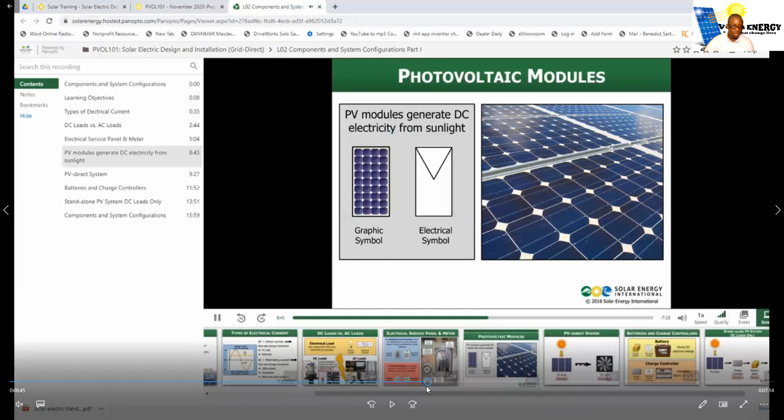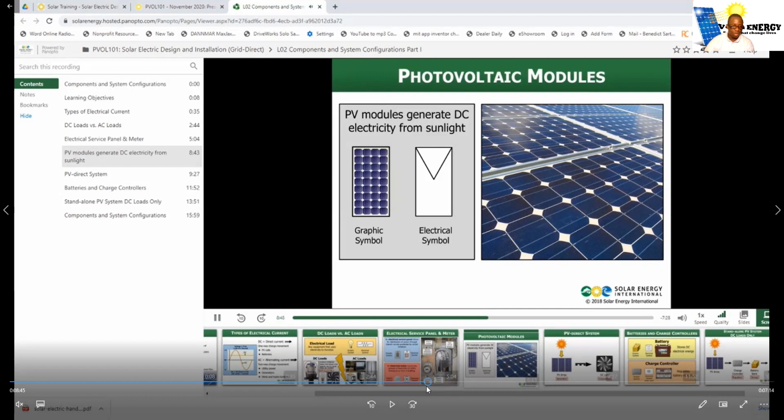Photovoltaic. So when you hear the word PV, a solar panel is not called solar panel. It's called photovoltaic. The module generates DC electricity from the sun. So that is a graph of a symbol of a photovoltaic. We say solar panel, but in the technical word, in the renewable energy world, it's called PV, which is photovoltaic module.